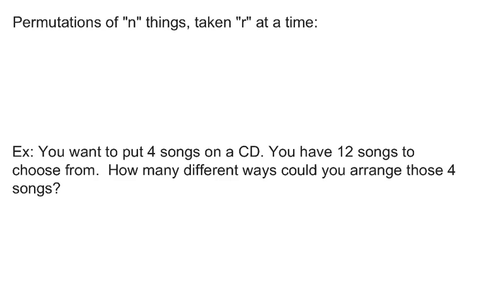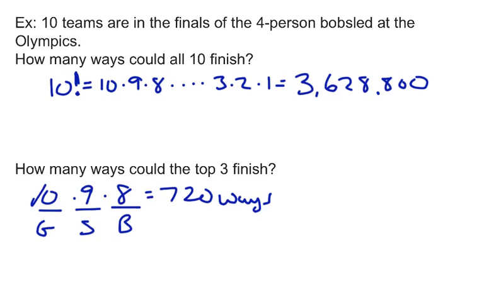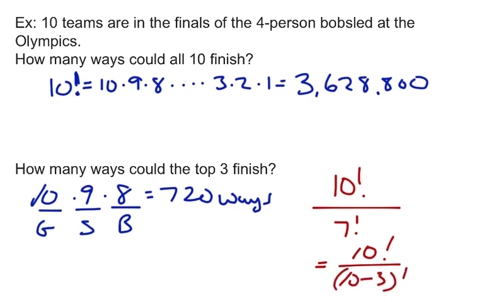And this brings us to the number of permutations of n things taken r at a time. Say we had those 10 bobsled teams, and we didn't want to take all of them, we only wanted to take some of them. So instead of doing 10 factorial, we didn't go all the way down to 3 times 2 times 1. We stopped when we got to 8. So that's basically like dividing by 7 factorial. We could rewrite this as 10 factorial over 10 minus 3 factorial. And this is how we're going to take the number of permutations of n things taken r at a time.